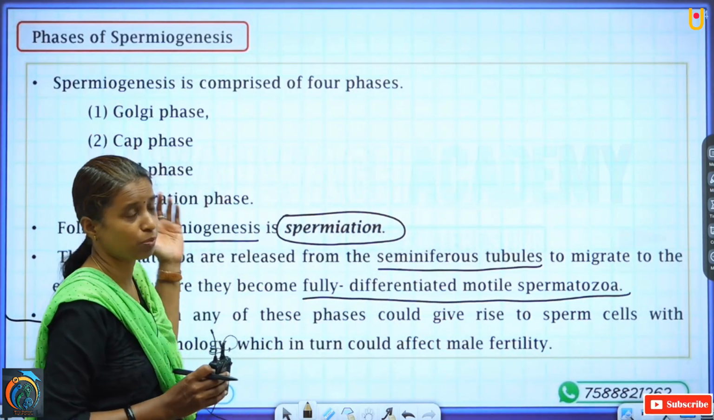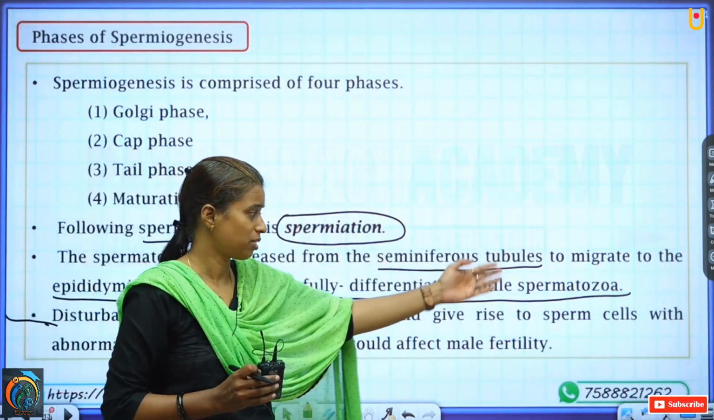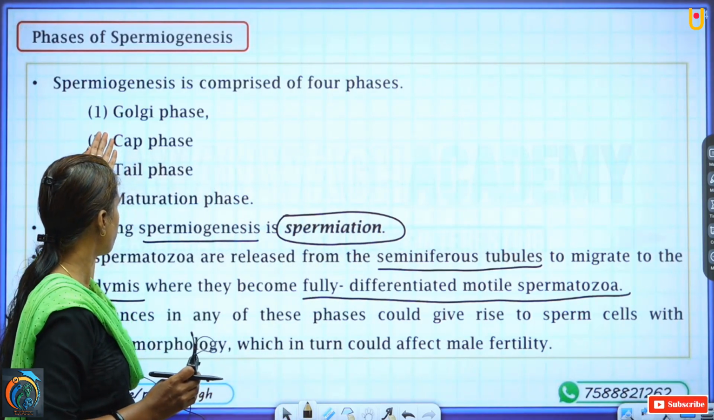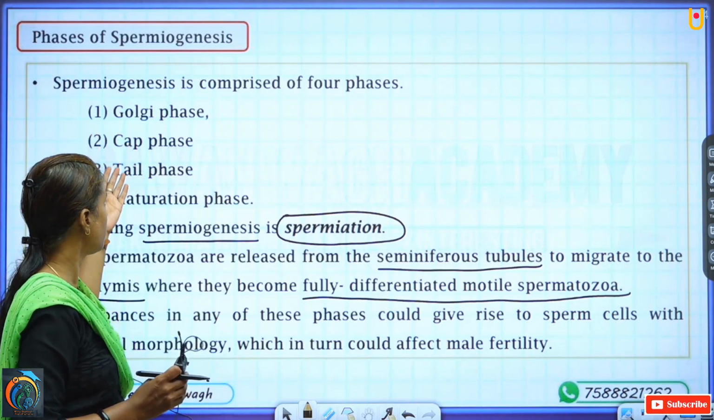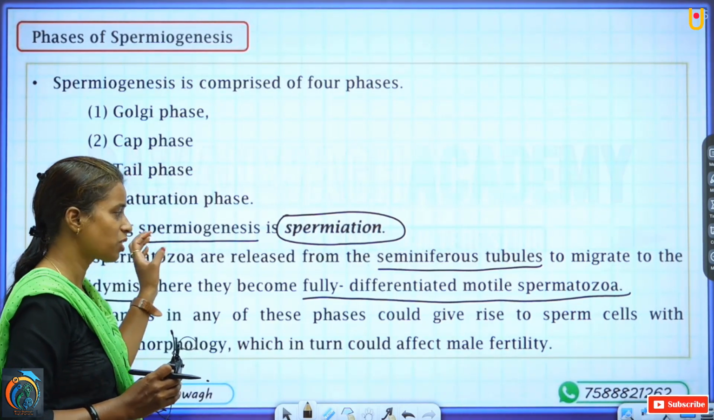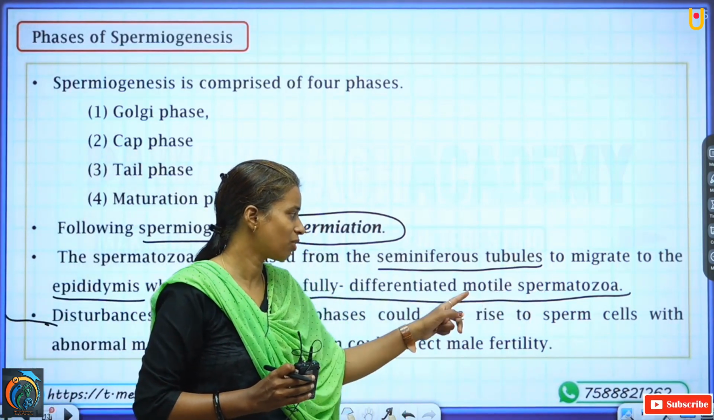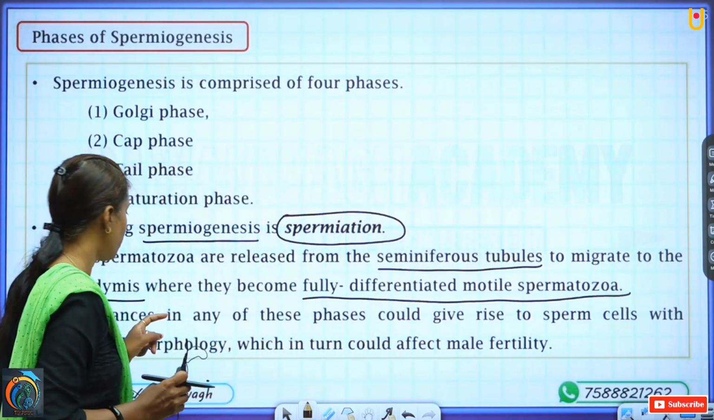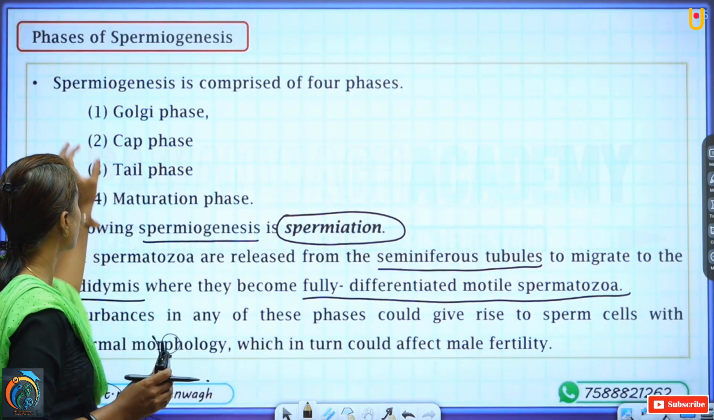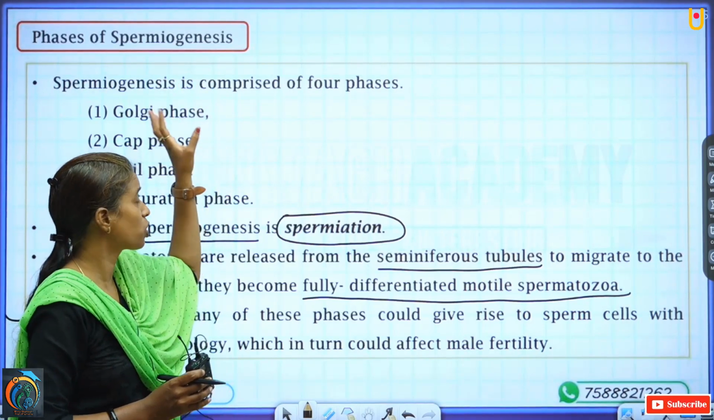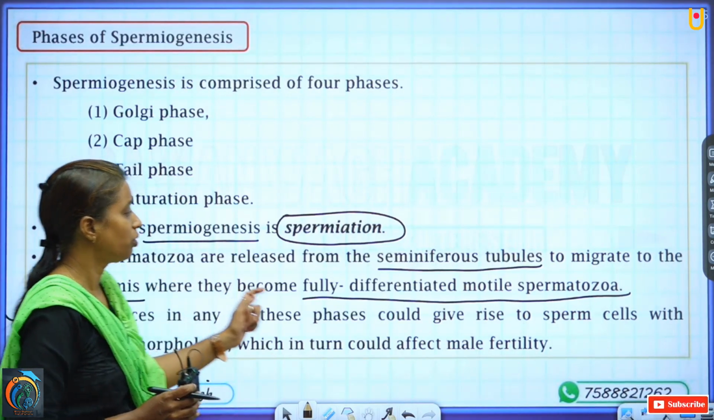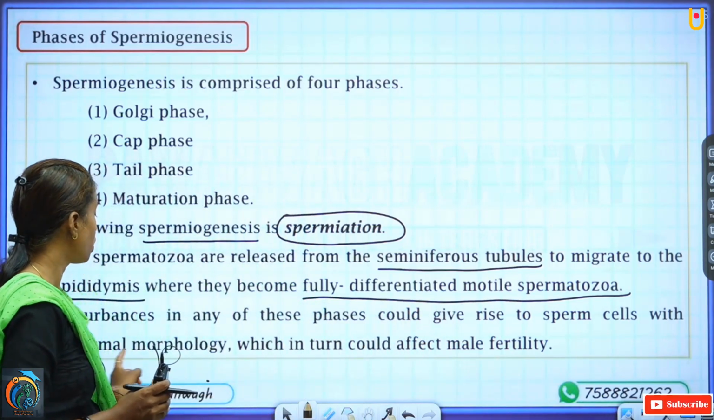After completing the process of spermiogenesis, we can call them a sperm, because now they have a head region, Golgi, tail and cap. All these things are present in the sperm, and that's why we call it a spermatozoa, and that's why they are able to be motile. If there are any disturbances in the process of spermiogenesis during formation of sperm, it will give rise to sperm cells with abnormal morphology.